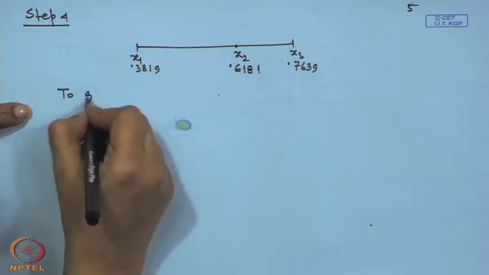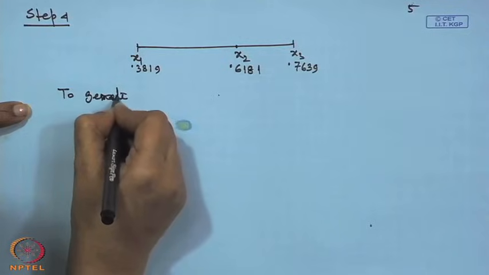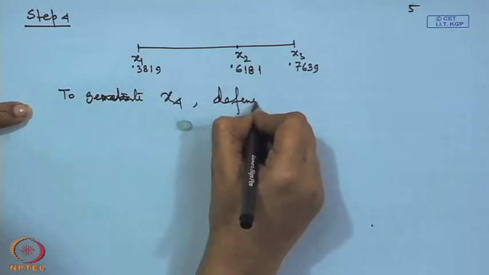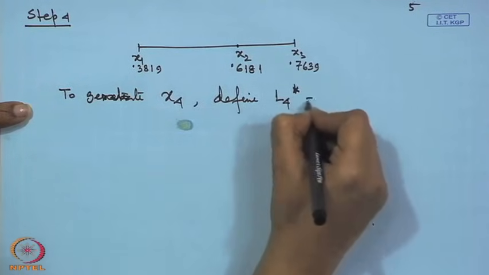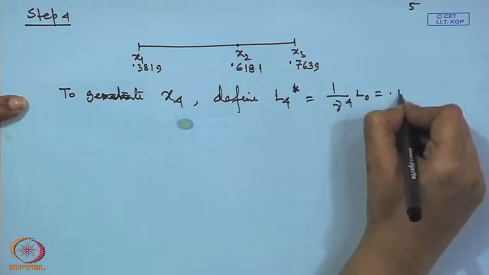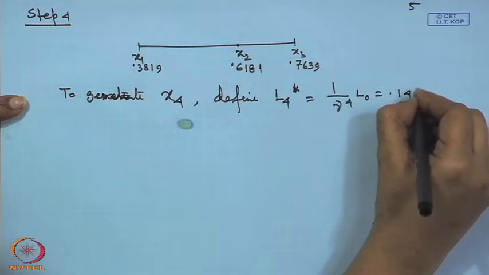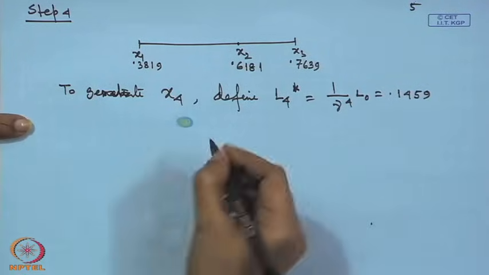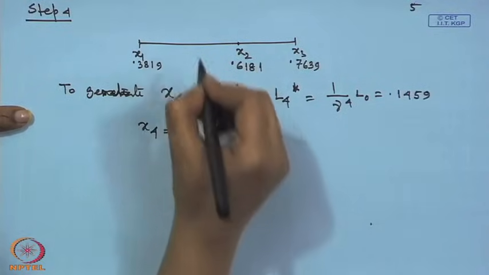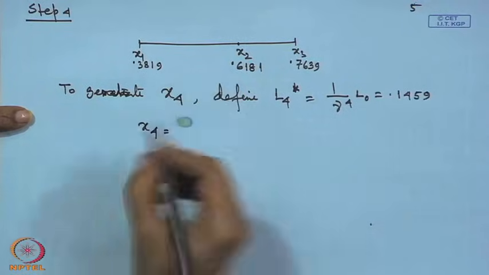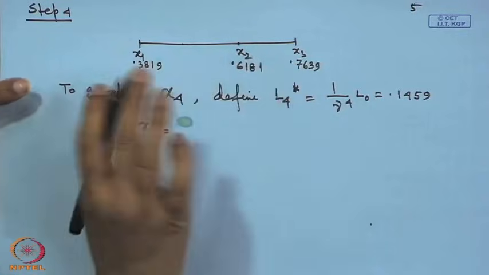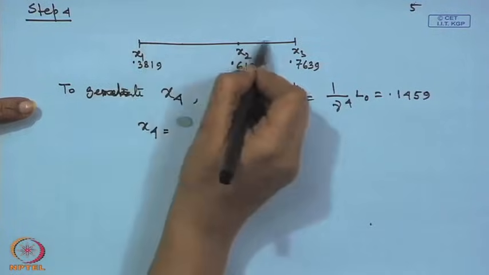For that, to generate x4, we need to define L4 star. L4 star would be is equal to 1 by gamma to the power 4 L naught, that would be 1.1459. Then x4 will be is equal to, and again the value of x4 will be such that the current two experiments, that is x4 and x2, would be L4 star distance apart from both the ends.